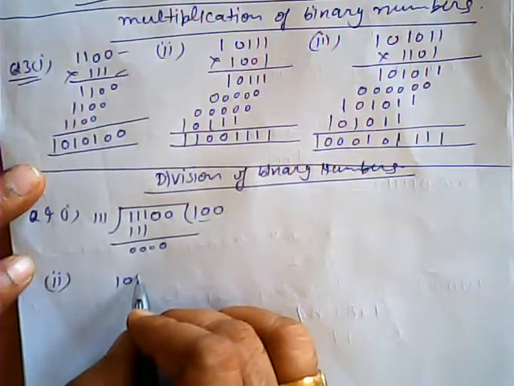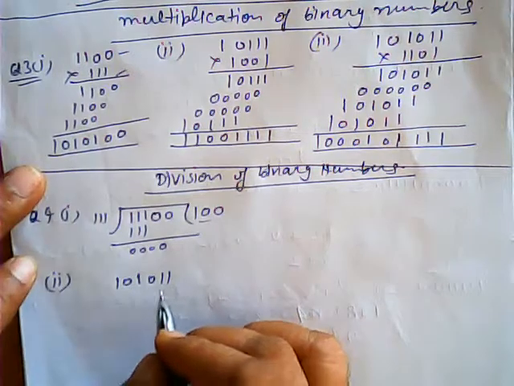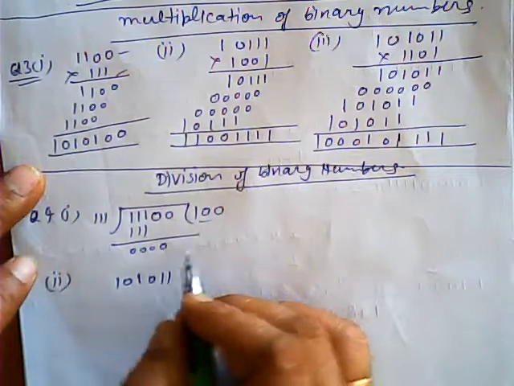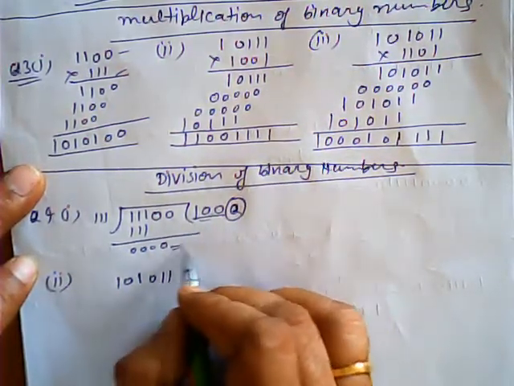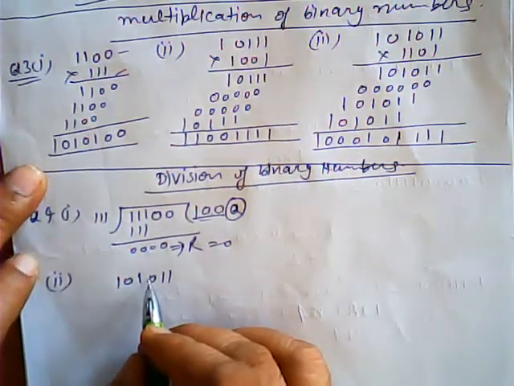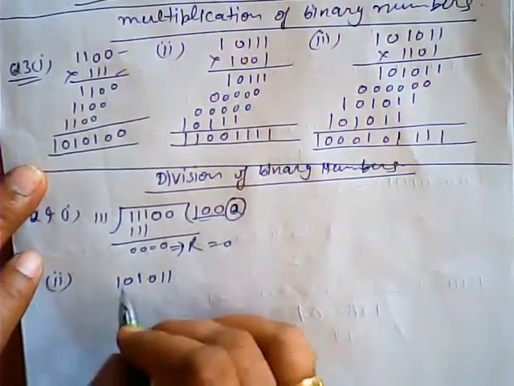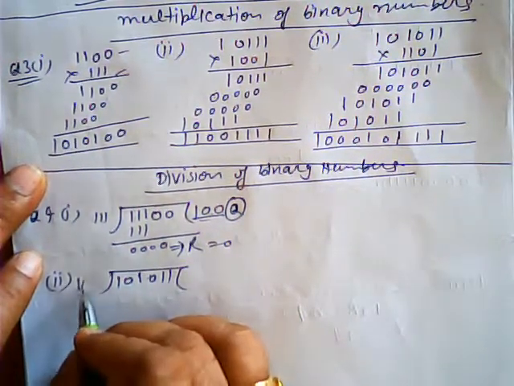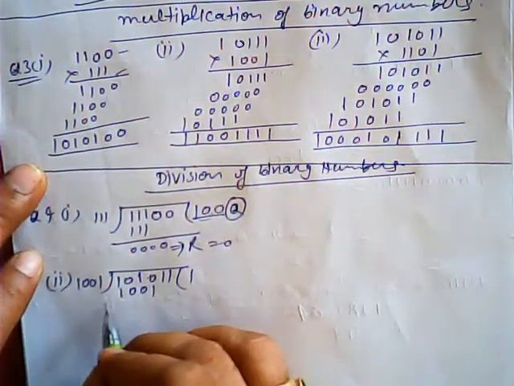1 0 1 1 divided by... remainder is 0. This is the quotient. Quotient is 100 and remainder equal to 0. Next, 1 0 1 0 1 1. We have to divide this number by 1 0 0 1. 1 times 1 0 0 1.